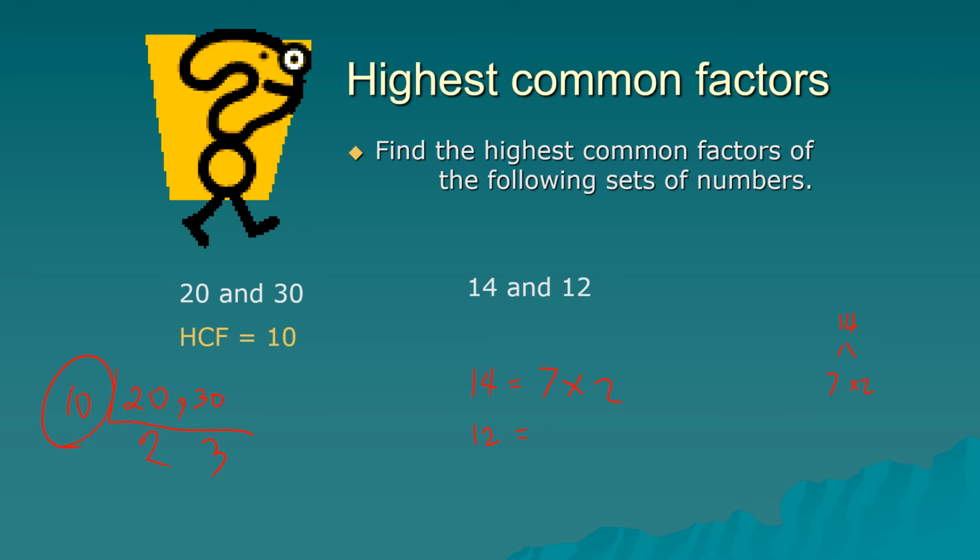What about 12? We could use 6 and 2. 2 is a prime number, so I'll stop there. 6 is not a prime number, so I'll keep on getting the factors. So 3 and 2 make 6. So this is the prime factorization: 3 times 2 times 2. And then I'll get the common factors, right? So we only have 2, and that is our answer. The highest common factor is 2.